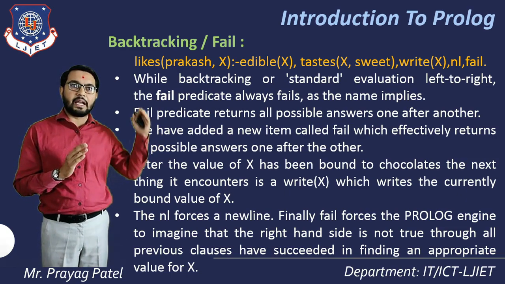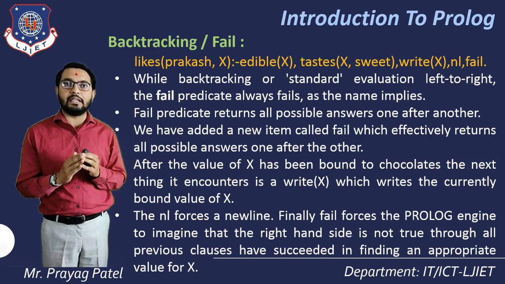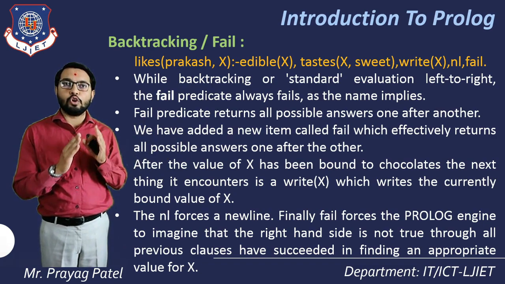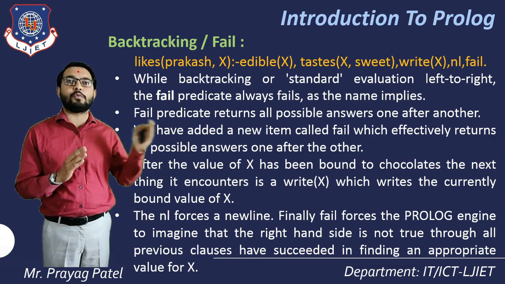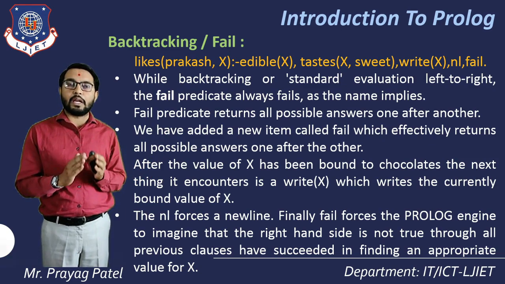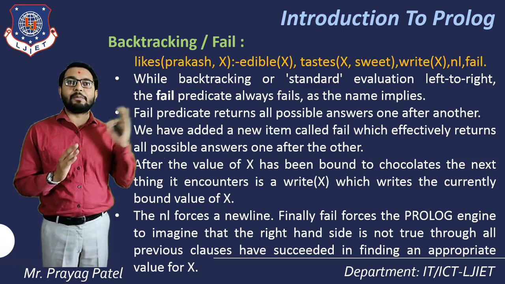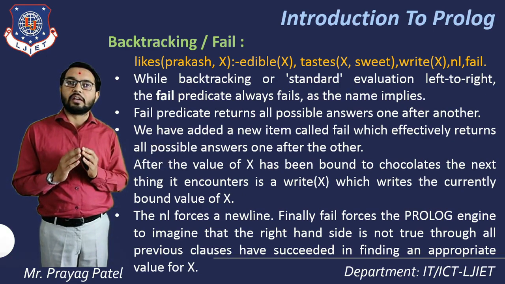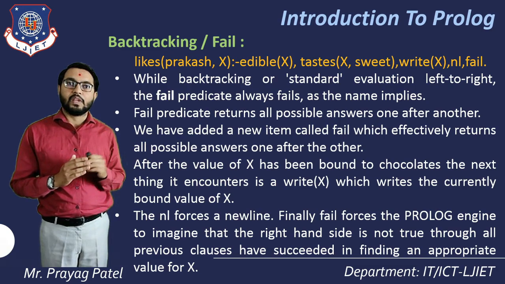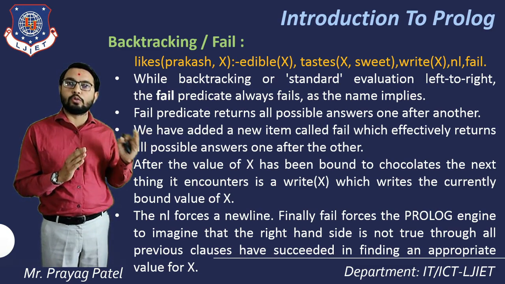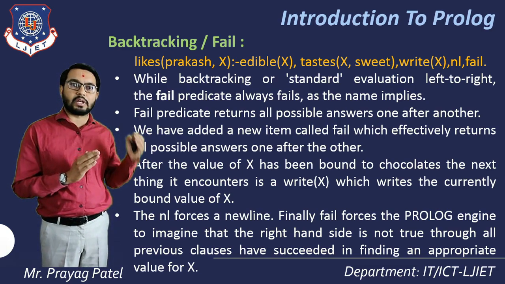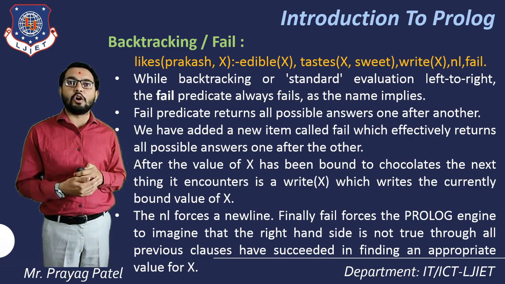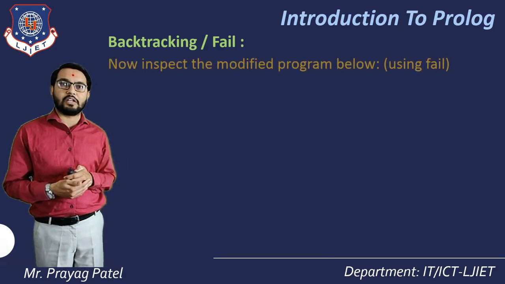So here after the NL, the next command is fail, and fail tells the Prolog engine that the right side portion is not true. So there is no need to check the right side portion of the fail command. The fail command basically cuts the right side portion of your program. So here we use the fail for that purpose. Now the right side portion is not true, though all the previous clauses have succeeded in finding an appropriate value of x. So find the remaining value of x according to your next statement.